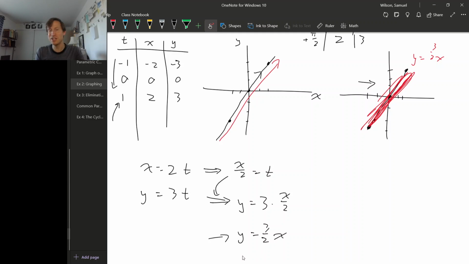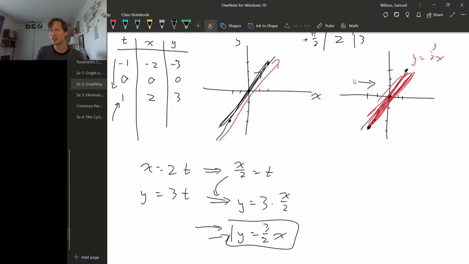t isn't in our equation anymore, and we're left with a single equation, and this equation is the equation of this line in the xy plane. So we've eliminated the parameter, and we got the xy equation for the curve. This xy equation for the curve no longer contains information about how we traced out this curve. It only describes what points are on the curve, not how they're traced out.